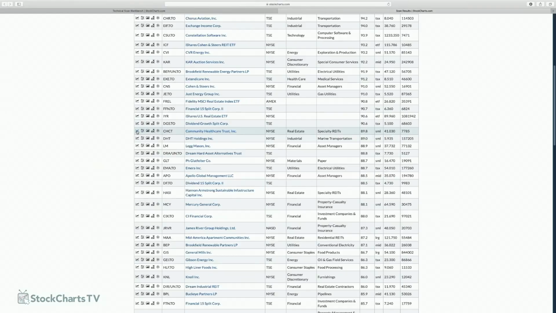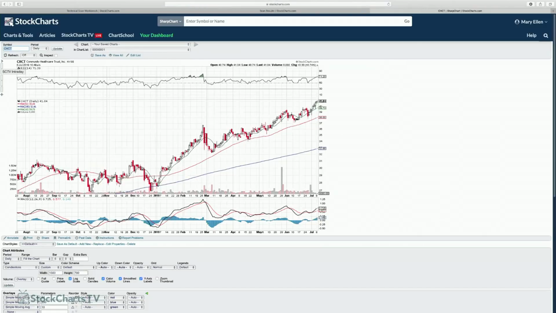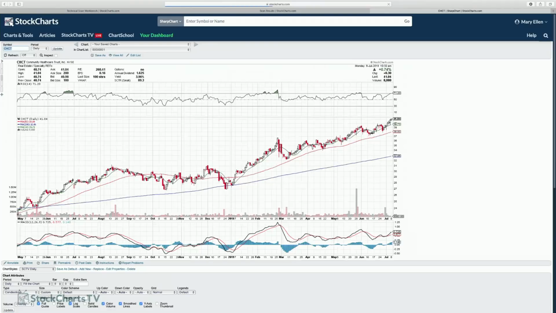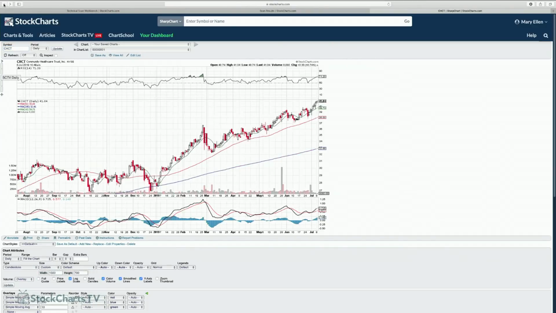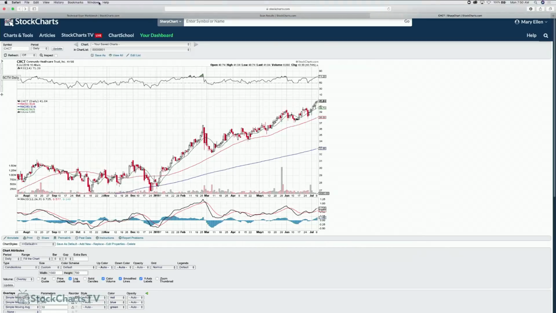So what I'm going to do from here is just simply click onto this chart icon and take us to a daily chart of CHCT. And you can see the stock is in a very confirmed uptrend. I've talked earlier about these simple moving averages. As they are trending upward, the stock has broken out. But I will say there's not a lot in the way of volume.